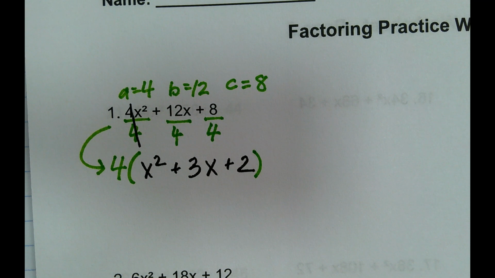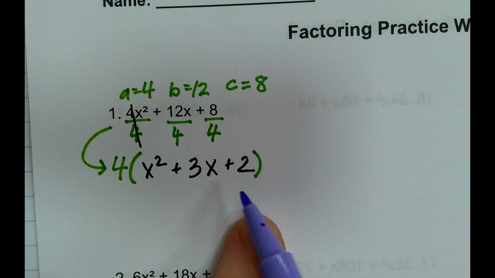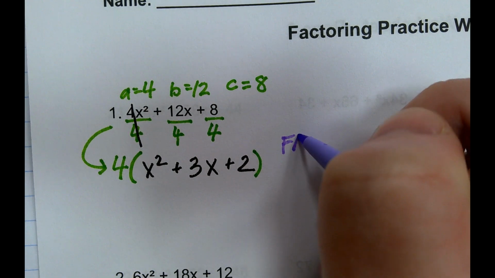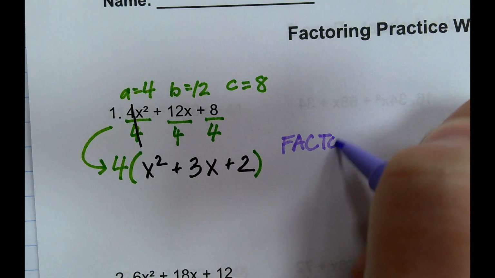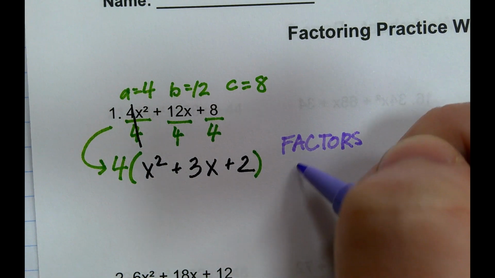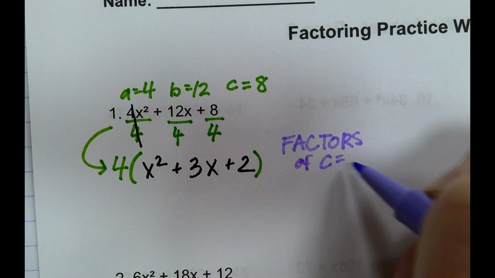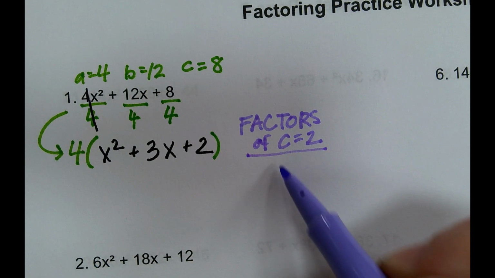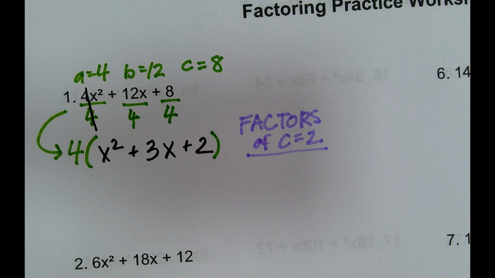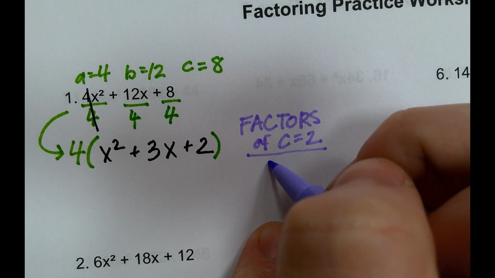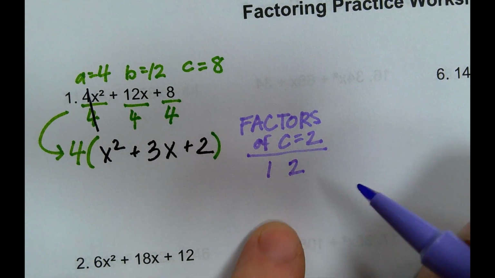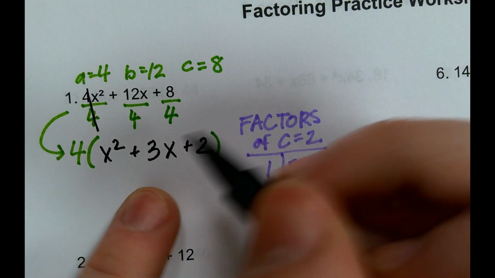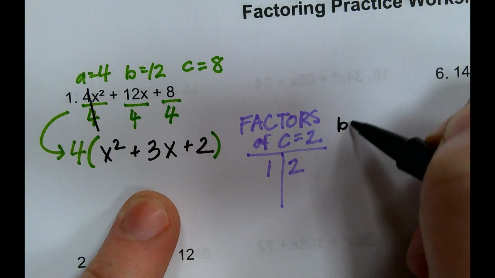So now we just need to think about our factors of C, which in this case is going to be really easy because 2 only has one set of factors. Factors of C, or 2. So what numbers can I multiply to get 2? 1 and 2. What's 1 plus 2? 3. And that's our B, guys. Our B in this case is 3.